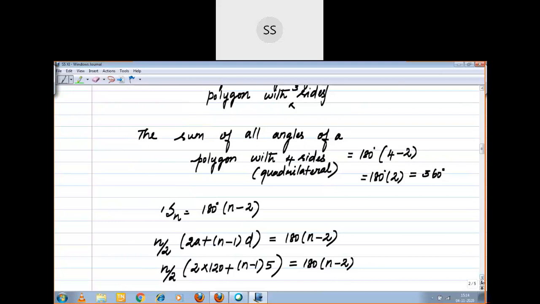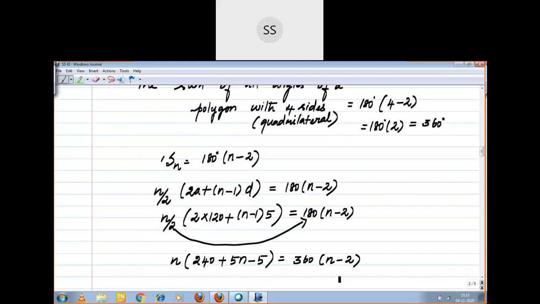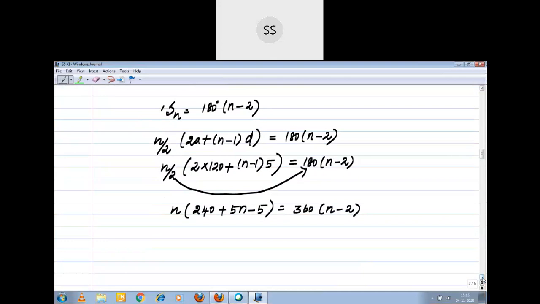Then you have to use 2 and multiply, right? Use this 2 and multiply throughout. n into 240 plus 5n minus 5 equal to 360 into n minus 2. Have you all understood, children? Yeah. Now, n into 5n plus 235 equal to 360n minus 720.